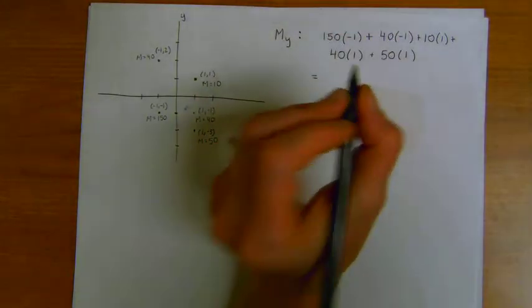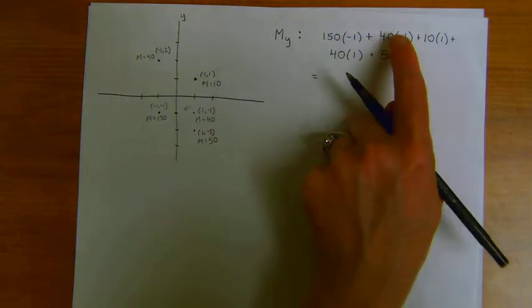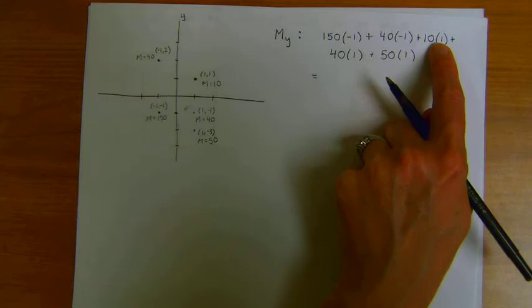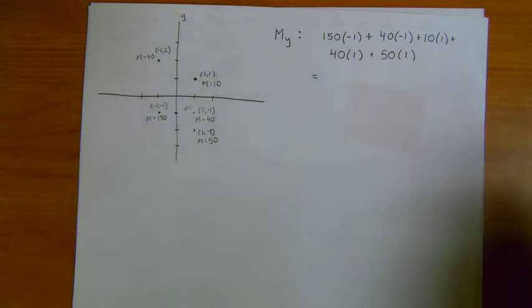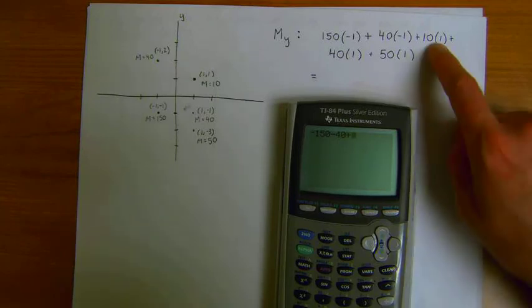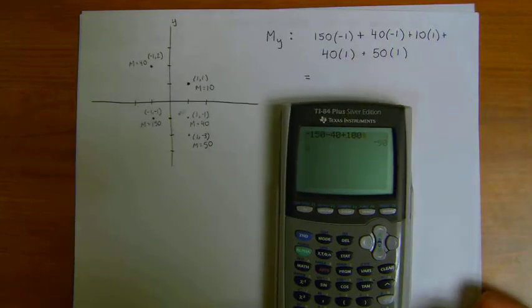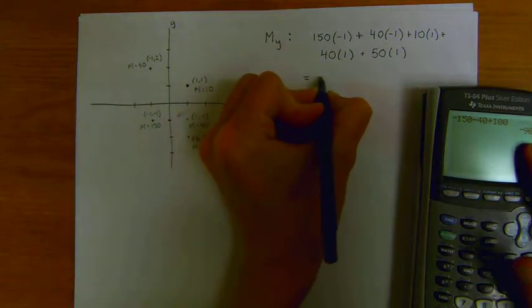And I can plug all this into my calculator because I don't want to have to think too hard. -150 minus 40 plus 10 plus 40 plus 50. I could have done that in my head. Sorry. So m sub y is -90.